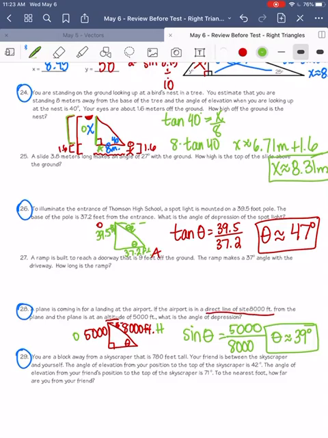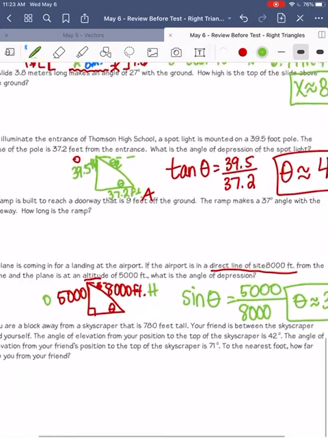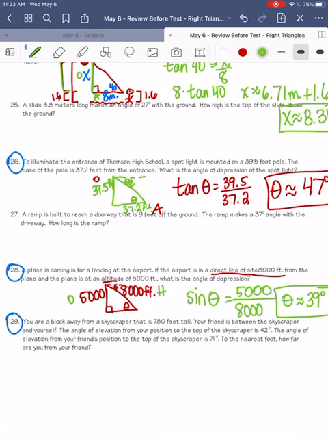All right, now this problem 29 is the hardest one for sure. So I understand that we may have had trouble, although several of us got this right, so that's good. All right, you are a block away from a skyscraper that is 780 feet tall, so we're going to have a triangle. The skyscraper is 780 feet tall. Okay? Your friend is between the skyscraper and yourself. So you are here. Your friend is here.